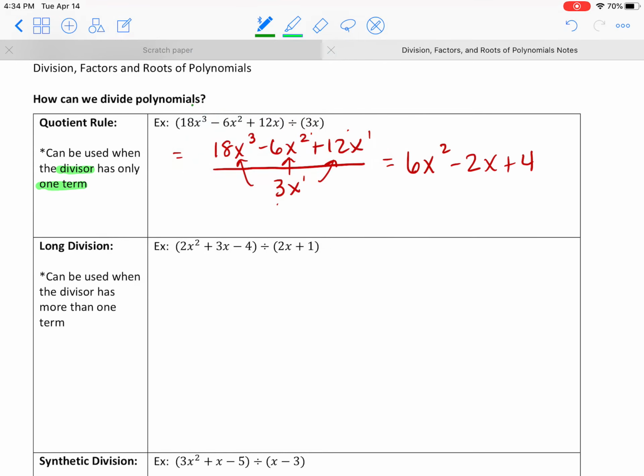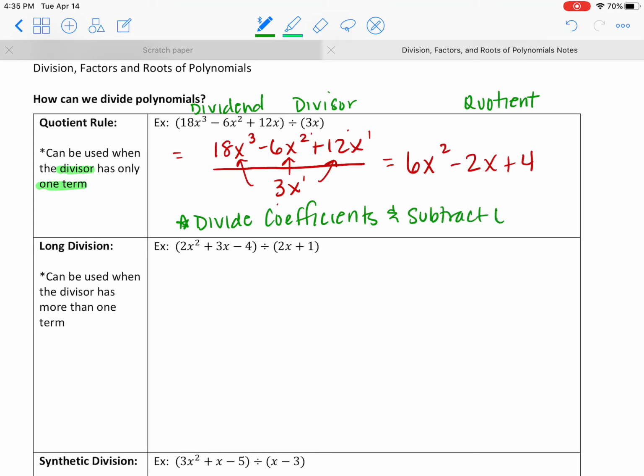So this is going to be our 4 here. Let me change the color. So this is called the dividend. And we've talked about these words before somewhere. This was called the quotient. The answer is called the quotient. Okay? And that's it. Again, we can use this quotient rule. The quotient rule says to divide the coefficients and subtract the exponents. Okay, so that's what we're going to use if our divisor is a single term.